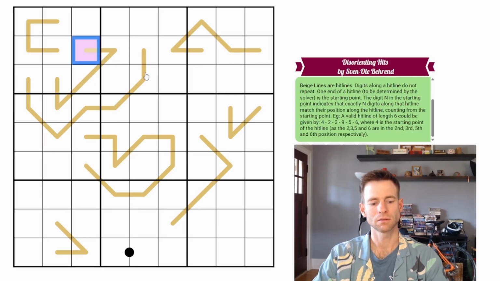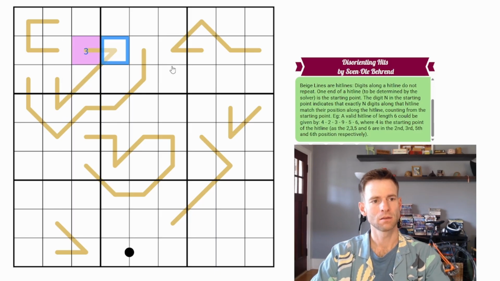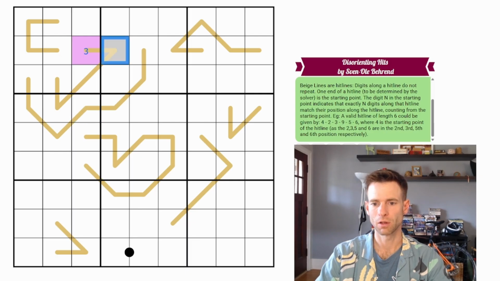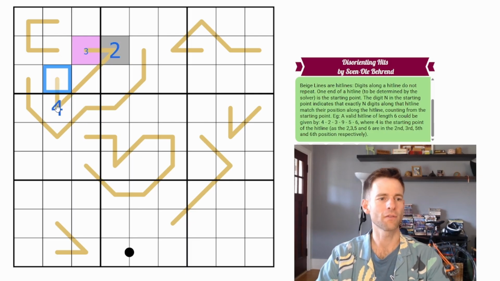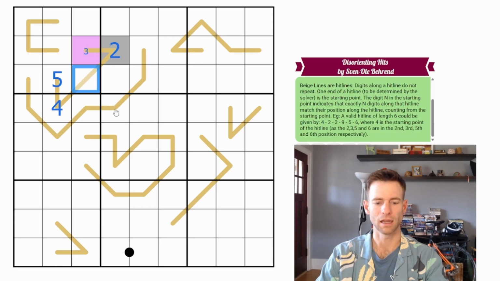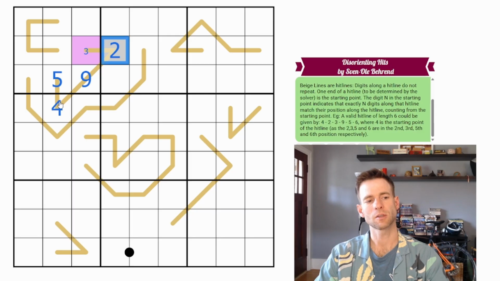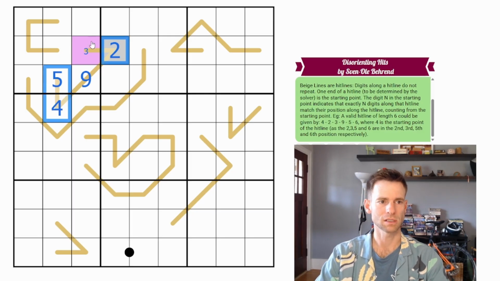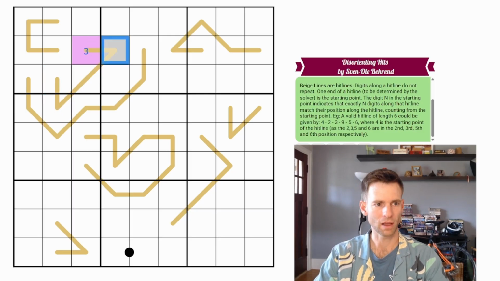That means if this was a 3, then this is the first position, this is the second position, third position, fourth position, fifth position on this line, on the hit line. But that would mean that 3 of these cells match their position. So maybe this could be 2, 4, 5, and a 9 or something. That means that this is the starting point, and this digit matches its position, this digit matches its position, and so does this. 3 of them do. So that could be a valid way of putting this line in.